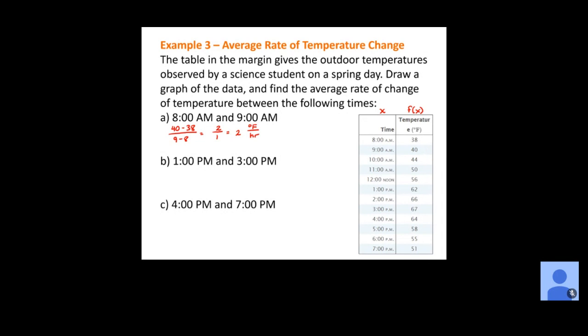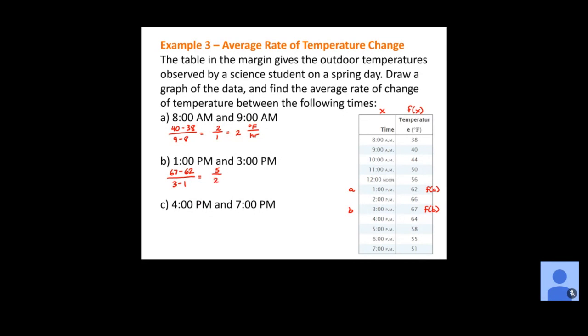So here, 1 p.m. is going to be our A value. 3 p.m. is going to be our B value, which means that this value over here is F of A, and this value here is going to represent F of B. Again, using our average rate of change formula, we start with F of B. That's going to be 67 minus the F of A, which is 62, over, and then B minus A is going to be 3 minus 1. Now, if we simplify that, 67 minus 62 should give us 5. 3 minus 1 is 2.